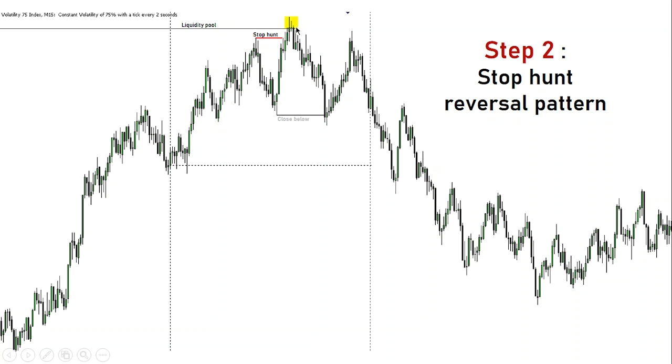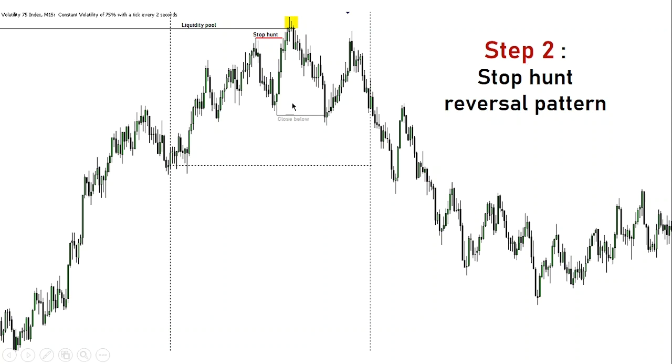Now, a couple of things. There's so many variations. I've covered that in a totally different setting, but in this case here, price takes out this high as well as the daily liquidity pool. That was the stop hunt. Okay, and when price closes below the low where we had the run on liquidity, then the stop hunt reversal pattern is confirmed.